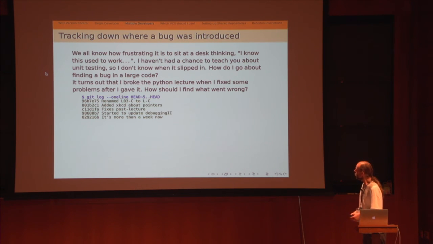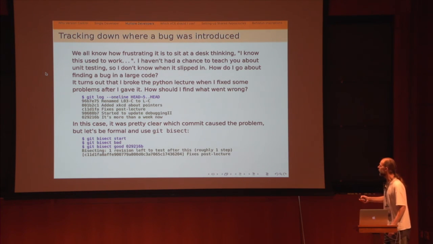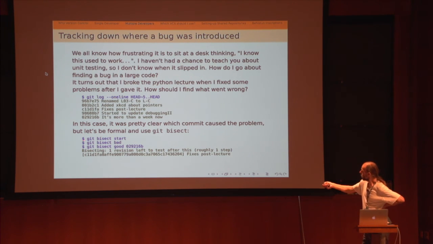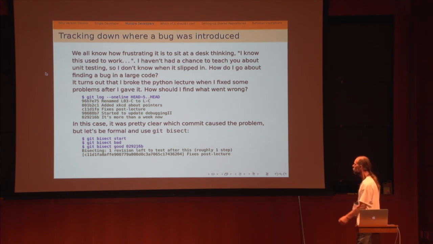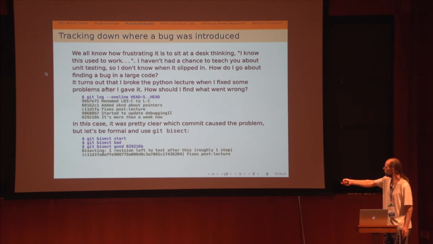Okay, which of those commits caused me the problem? In this case, it's pretty clear that "fixes post-lecture" is what caused it. But let's be a bit more formal. So, we can use a command called git bisect. Git bisect start, that says I want to start doing this. And you say, I am bad. There is no good in me. Things are broken. And then you say, it was good here, at that commit.